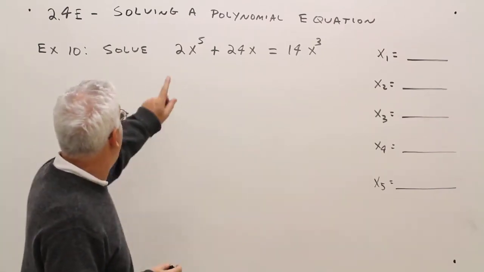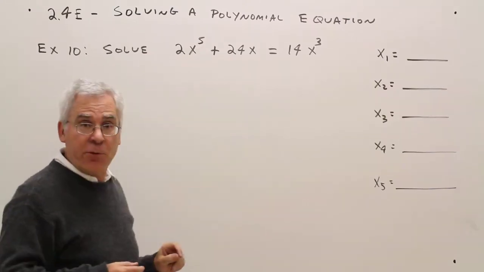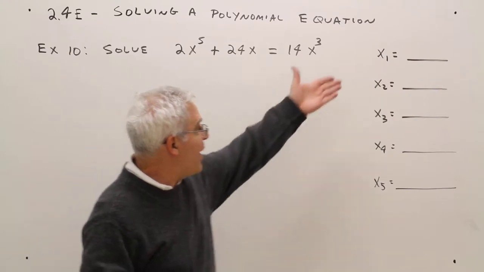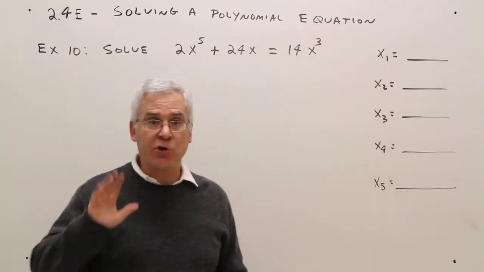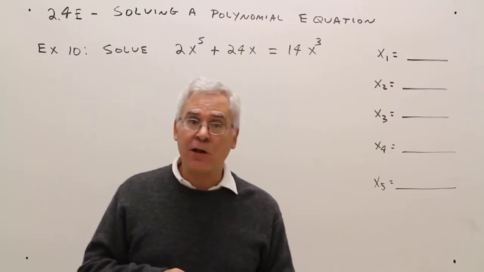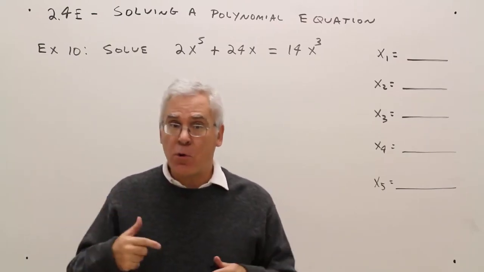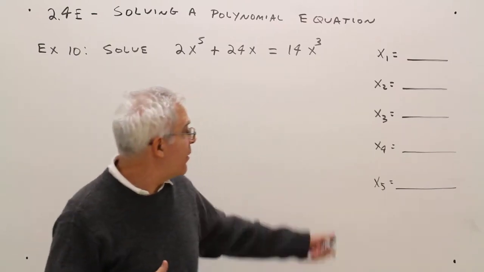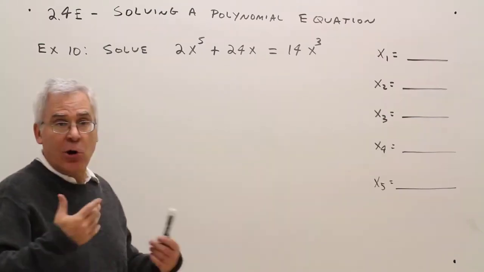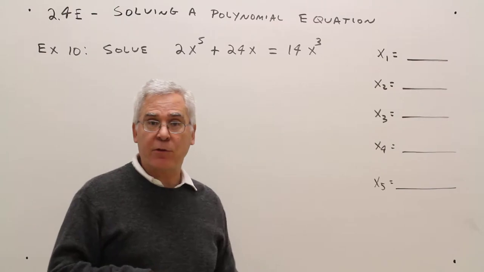All right, so I've got a 5th degree polynomial. The highest degree term is 5, which means there will be 5 solutions. The solutions may be real or non-real, different or the same. Okay, so x sub 1 through x sub 5. And our goal is to find all 5 of those solutions.